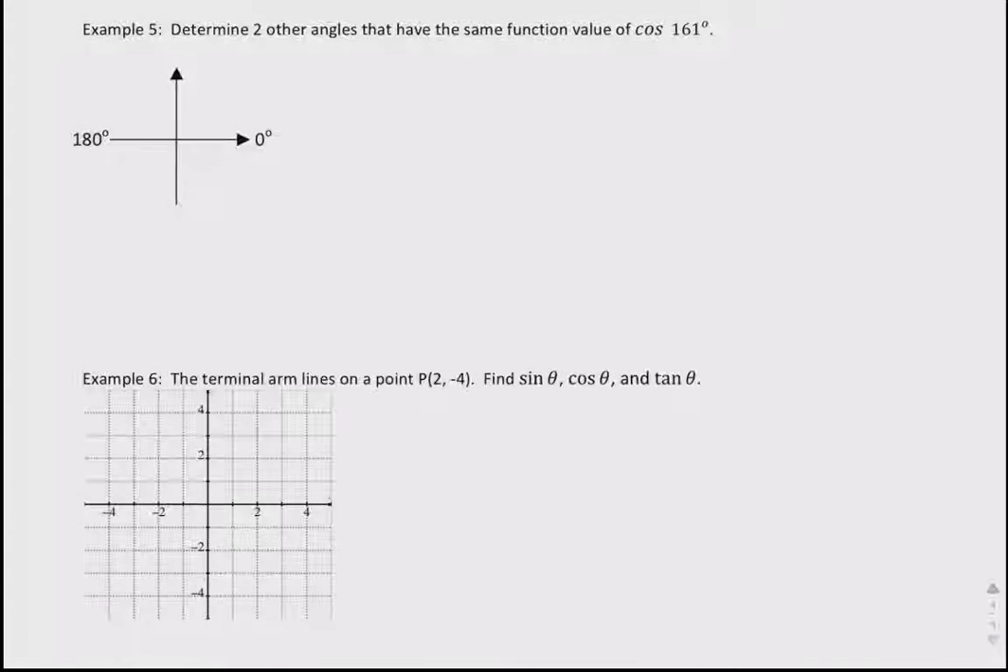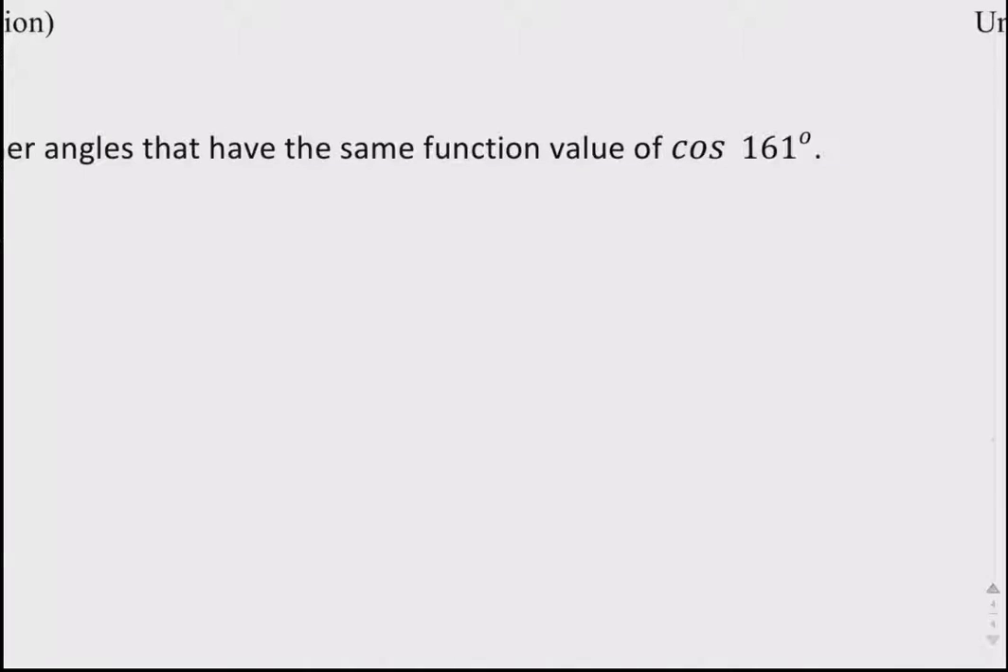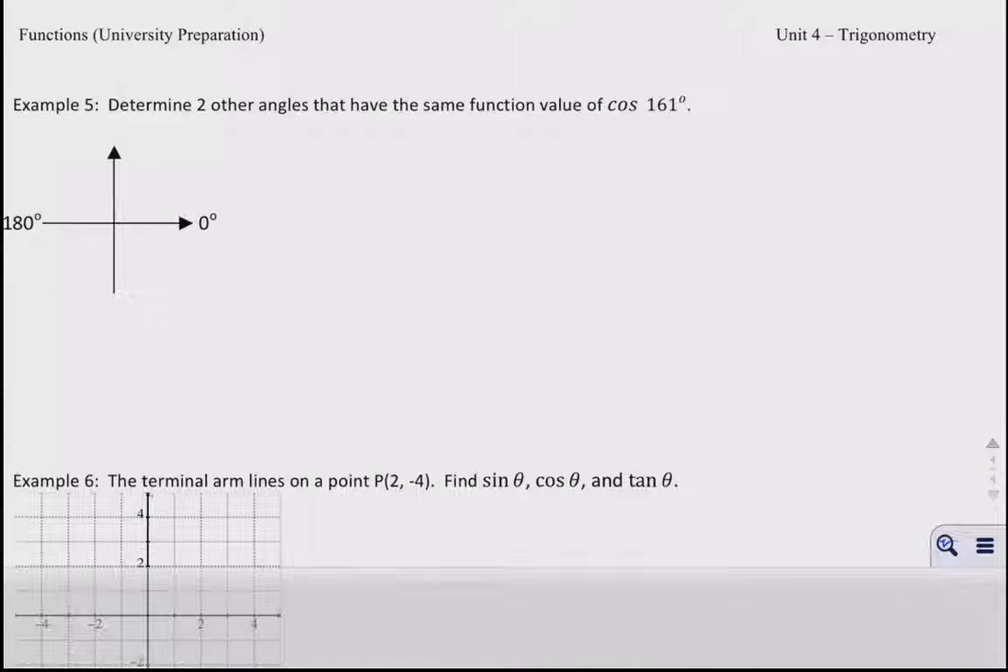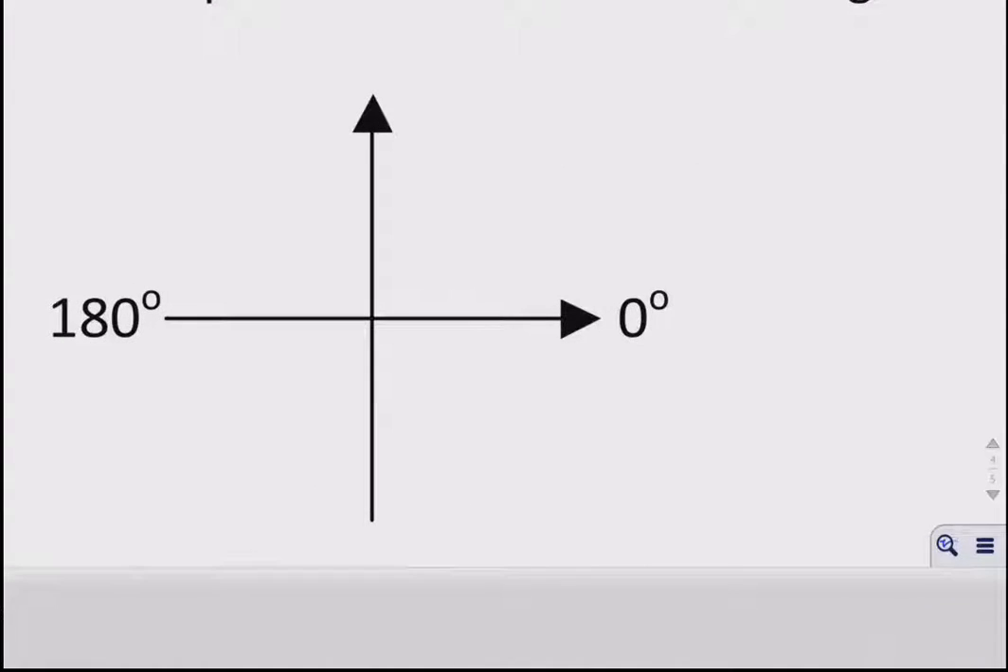Here in example 5, we're changing things up a little bit. In this case, I'm looking for angles that have the same value as cosine of 161. So cosine of 161, well, first of all, let's find the angle 161. Where does it lie? I know it's going to be in quadrant number 2, somewhere out here. So I'll just draw this rough sketch.